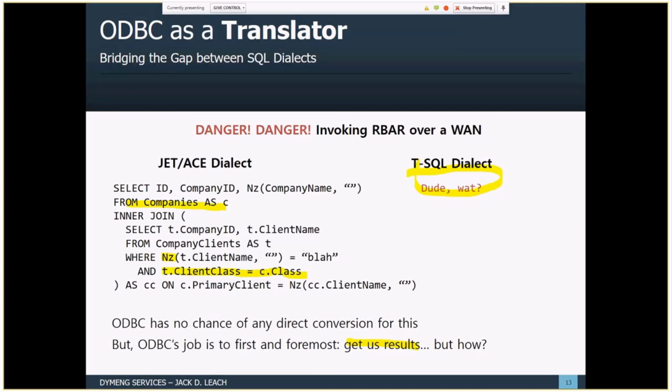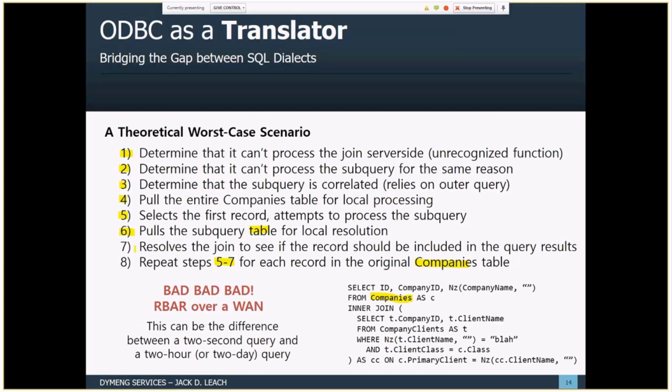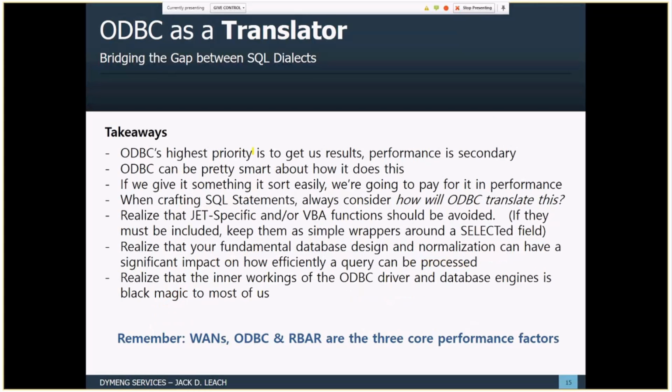I'm going to skip forward here. Some takeaways that we want to keep in mind are that ODBC's highest priority is really to get us results, and performance is a secondary thing. So it will always get us results, even if it takes forever to do so. We need to try and tell it to do so in a way that it can do it quickly for us. ODBC can be pretty smart about how it does this, but if we give it something that it can't sort very easily, we're going to have to pay for it in terms of performance.